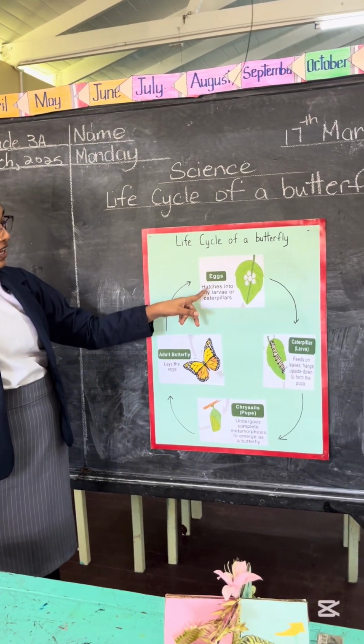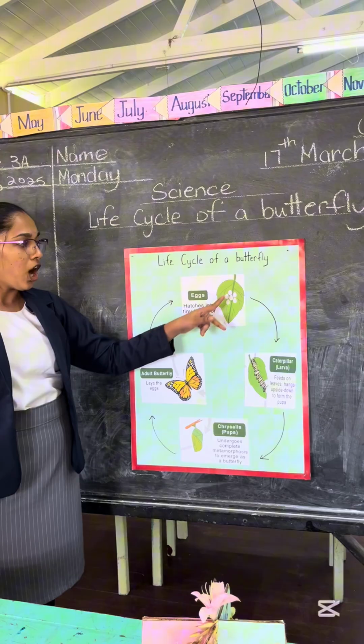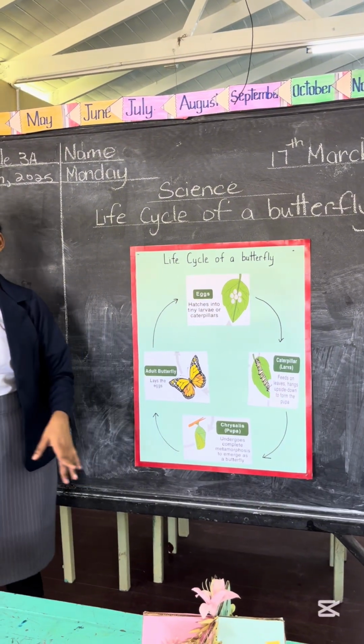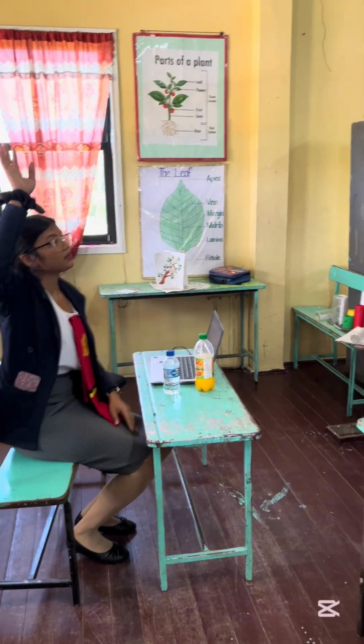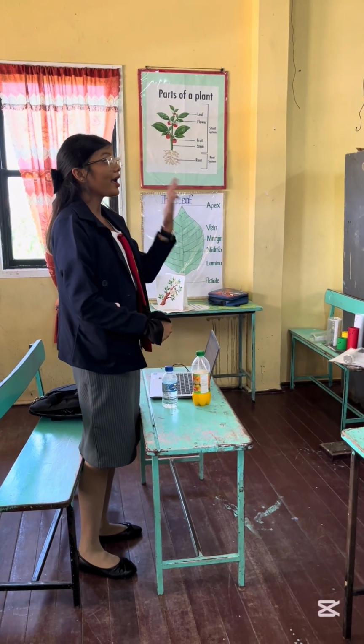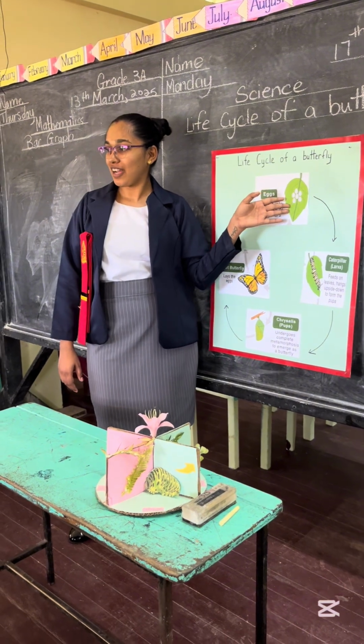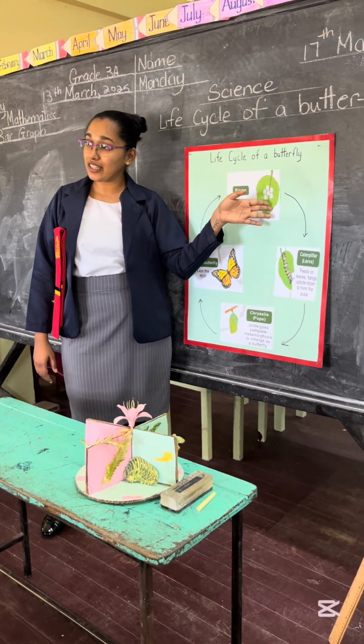So it says the egg hatches into tiny larvae or caterpillar. How do you think the egg reaches the leaf? Who put the egg? Yes? Miss, I think a butterfly laid an egg on the leaf. Very good. So the mother butterfly lays the egg on the leaf, right?